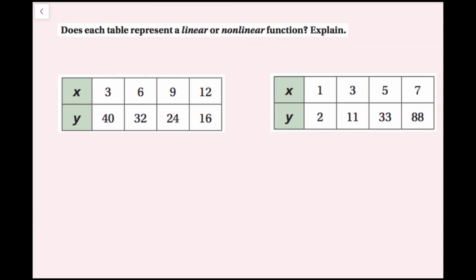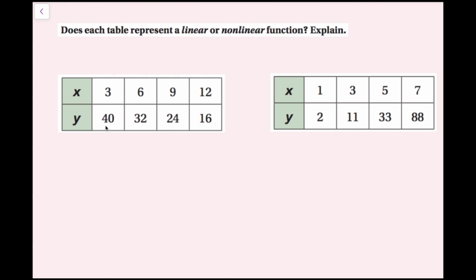For this example, we're going to see if each table represents a linear or nonlinear function. Well, if you remember, a linear function has a constant rate of change. So if our change in y relative to change in x is constant, then we know it's going to be a linear function. If it is not, then we know it's not going to be a linear function. So let's look at the first table and see what's happening.